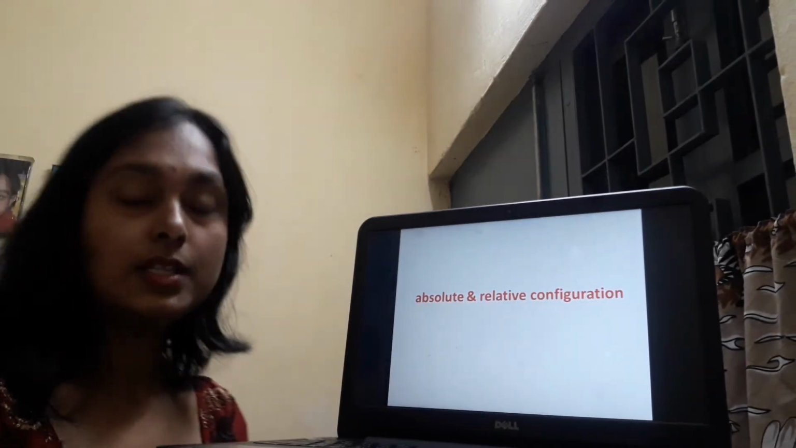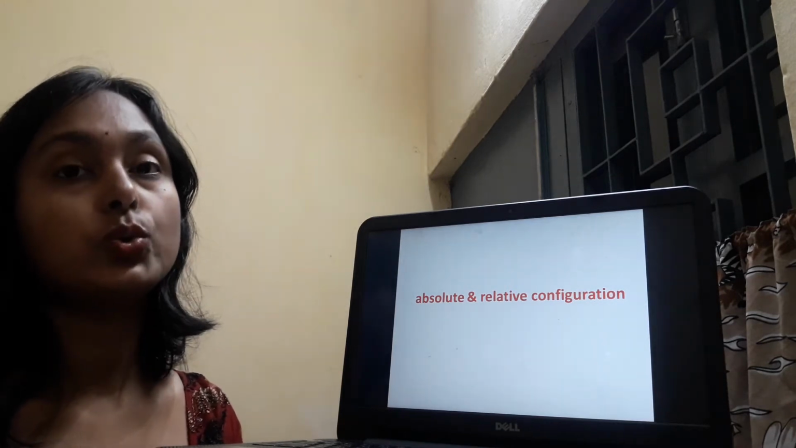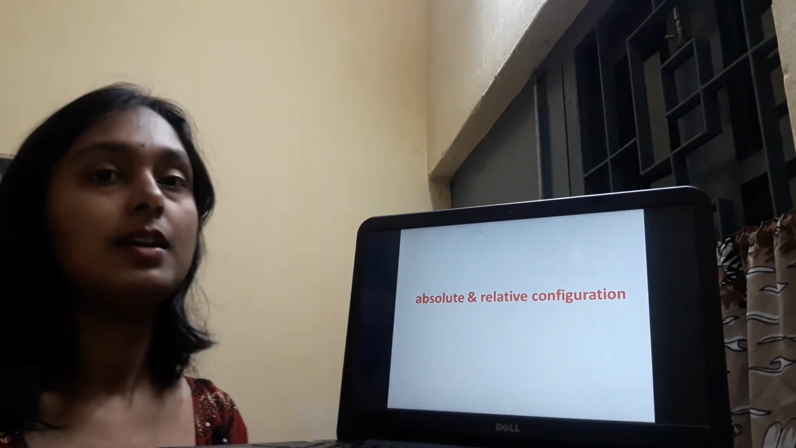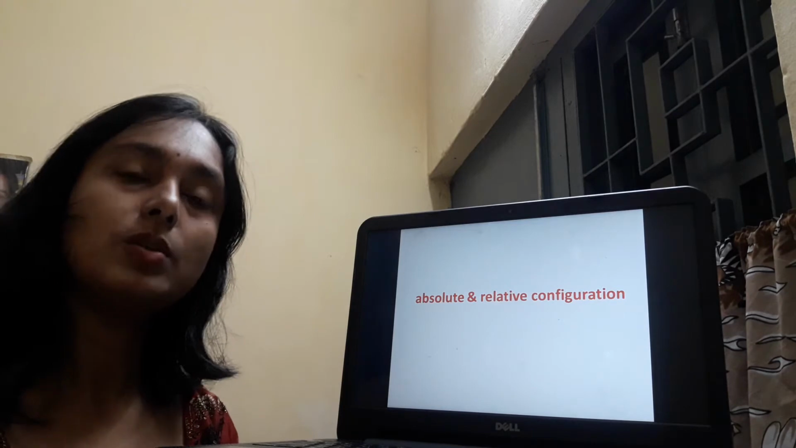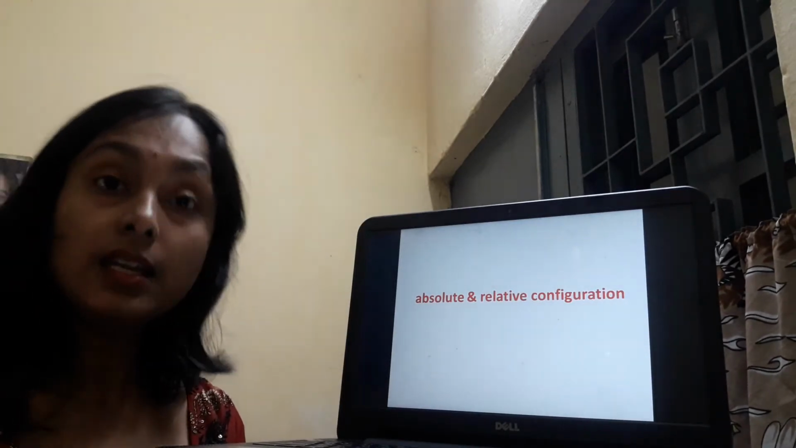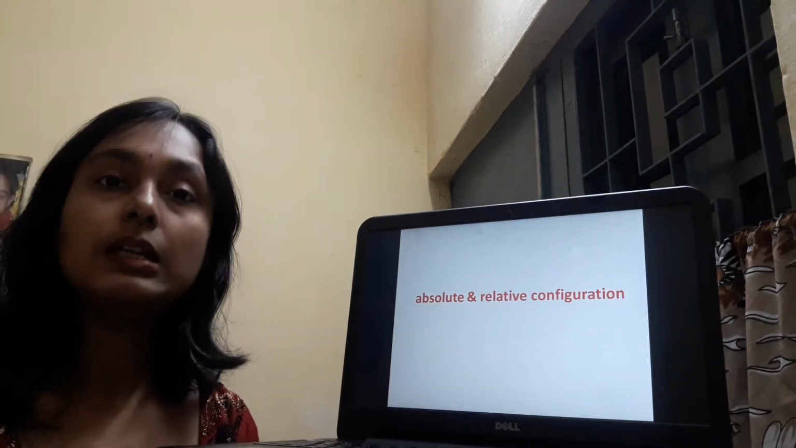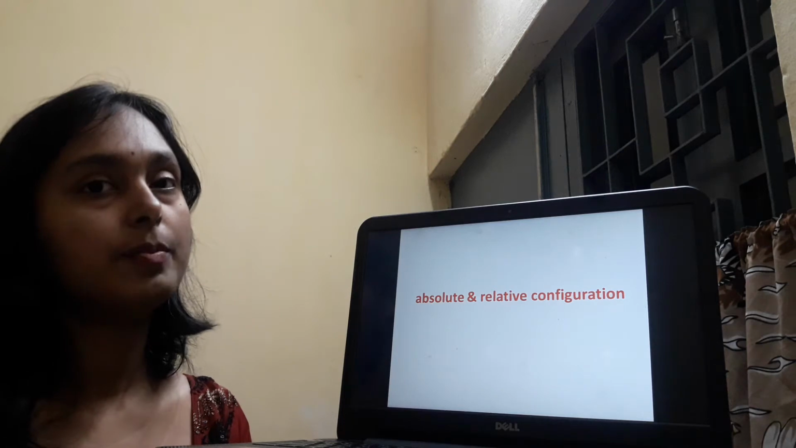Absolute and relative configuration. You know that absolute means fixed. So you should know about the fixed configuration of the absolute configuration. You should know about the specific rotation, the sign of the specific rotation of the configuration. You should know about the R or S configuration of that compound.